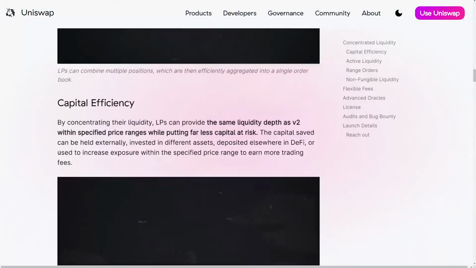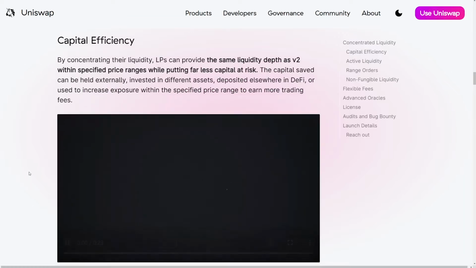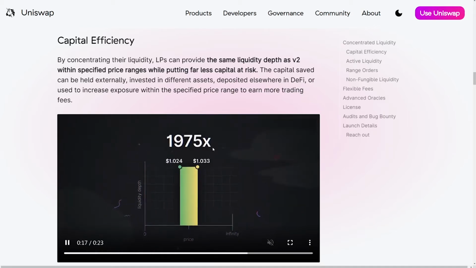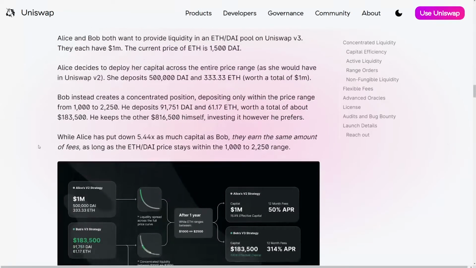And quite a nice benefit for LPs with providing just a range of liquidity is that the fees you obtain in this range are much higher than in the V2. So you can see if the band gets more narrow, you have a higher percentage of fees compared to the V2. The more narrow the band is, the more fees you will get.